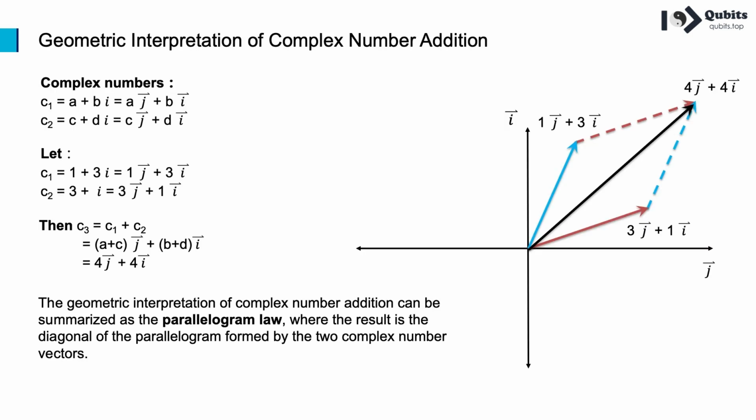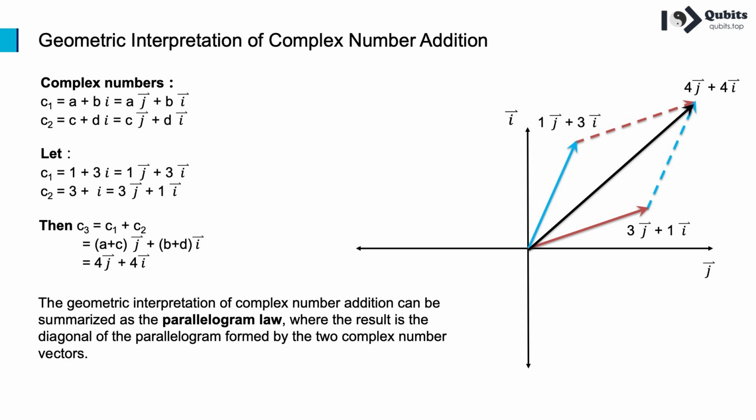The geometric interpretation of complex number addition can be summarized as the parallelogram law. The parallelogram law is a mathematical rule used to visualize the addition of vectors, including complex numbers. When two vectors are added, the result is the diagonal of the parallelogram formed by the two original vectors. In simpler terms, imagine you have two arrows pointing in different directions, representing two vectors. You can draw a parallelogram with these two arrows as two adjacent sides. The diagonal of this parallelogram represents the sum of the two vectors.